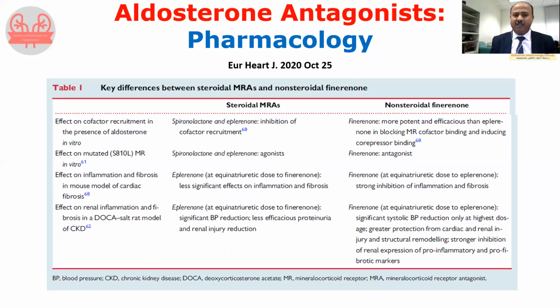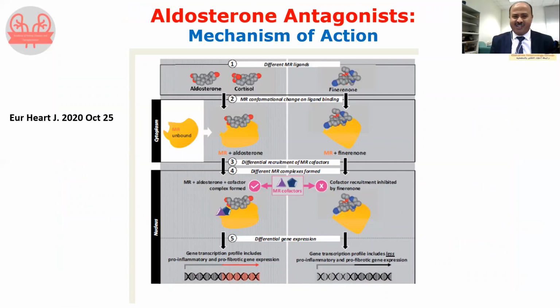Regarding the cofactor recruitment, spironolactone and Finerenone are both associated with inhibition of cofactor binding, and here Finerenone is more potent and effective in blocking mineralocorticoid receptor cofactor binding, and this is important as I'm going to show in the figure. Regarding the effect on the mutated mineralocorticoid receptor, here there is a great difference. Spironolactone acts as an agonist, while Finerenone is still an antagonist. And the most important point is that Finerenone has a strong anti-inflammatory and antifibrotic effect, and we need this in the management of kidney diseases.